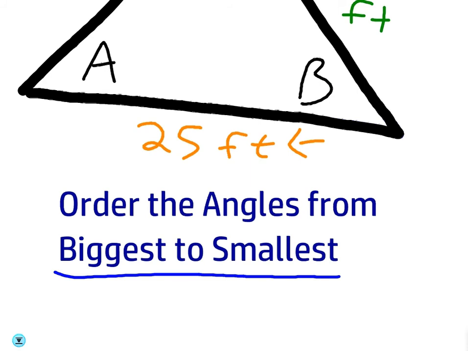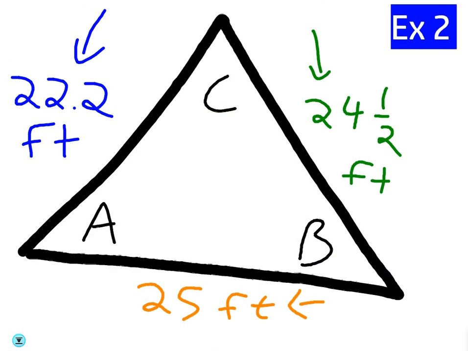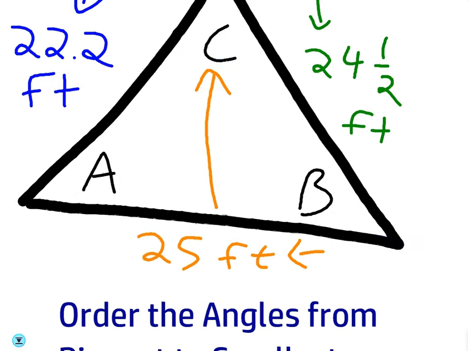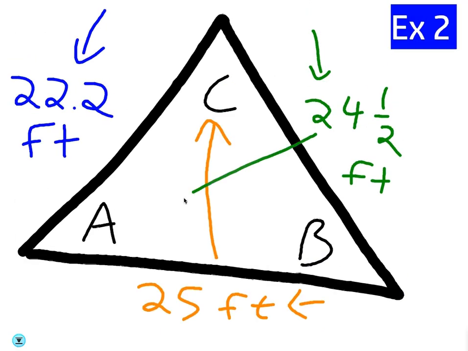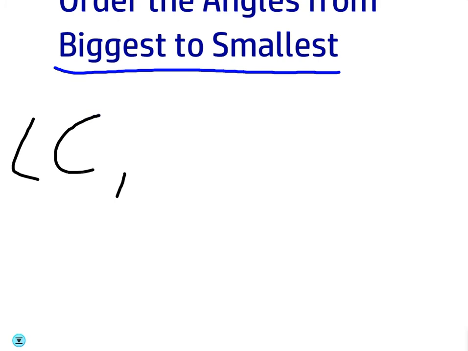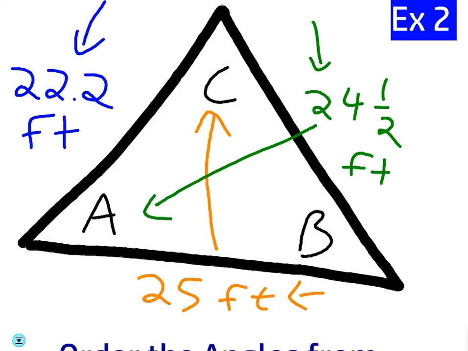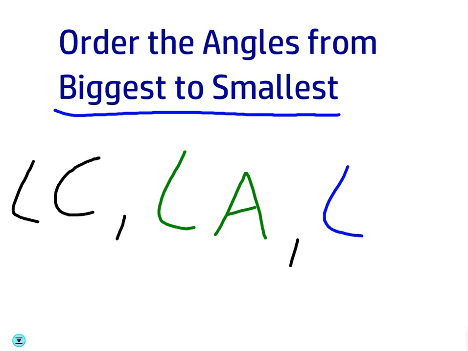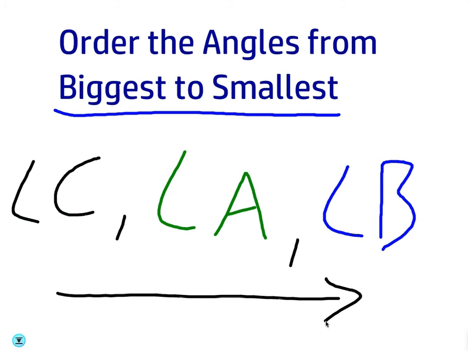Okay? So we're going to look at the biggest first. Opposite the biggest is C. Okay. Next biggest would be the 24.5, so opposite that is A. And of course there's only one thing left to do, but smallest side opposite that would be B. So that would be from biggest to smallest.